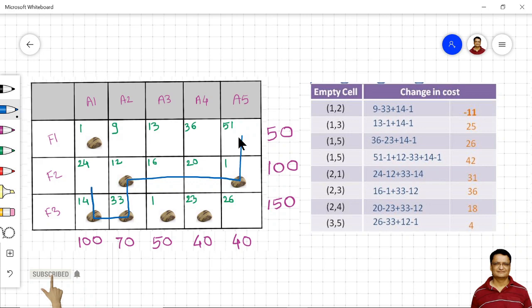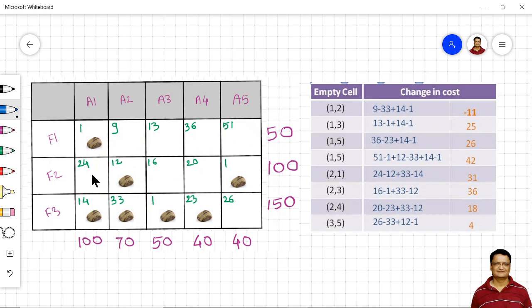If you are not getting a square loop, you can create a loop something like this, and here the values will be plus 1, minus 1, plus 1, minus 1, plus 1 and minus 1. Only one thing you have to remember is that at every corner there should be one stone. So this becomes plus 51, minus 1, plus 12, minus 33, plus 14 and minus 1, and that gives me the value of 42.